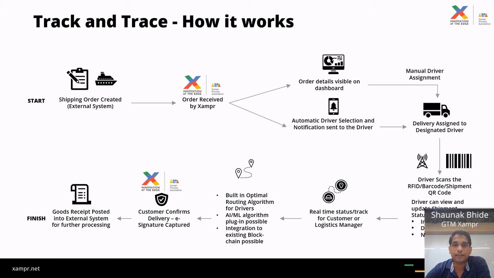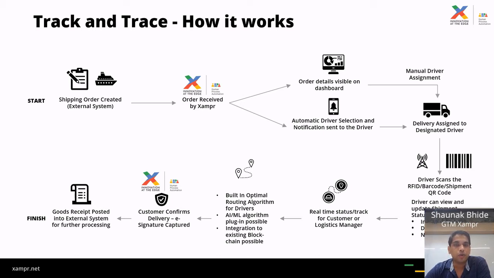So the order is received by the Xampr system. You get visibility of that order on a dashboard. If you have configured it in a way that you want to do an automatic driver selection, then depending on the proximity to the pickup location, the driver would be automatically picked, and the delivery is assigned to the driver. You can obviously manually assign it or override it if need be.